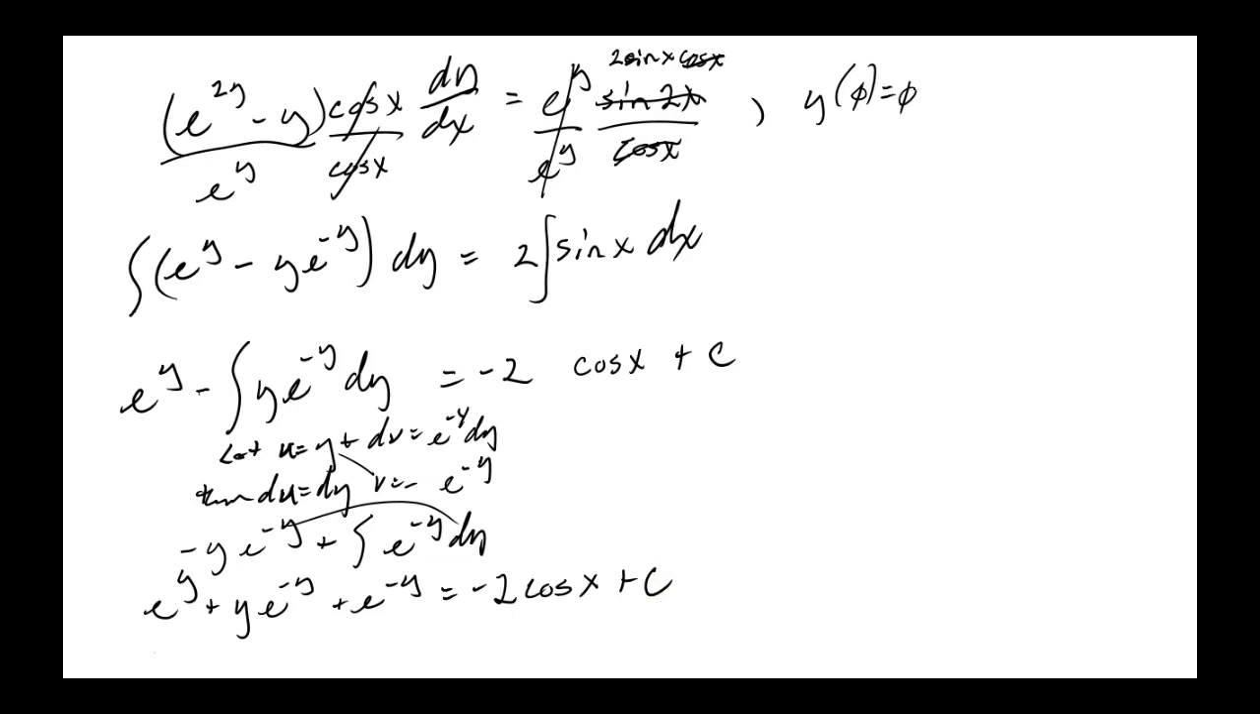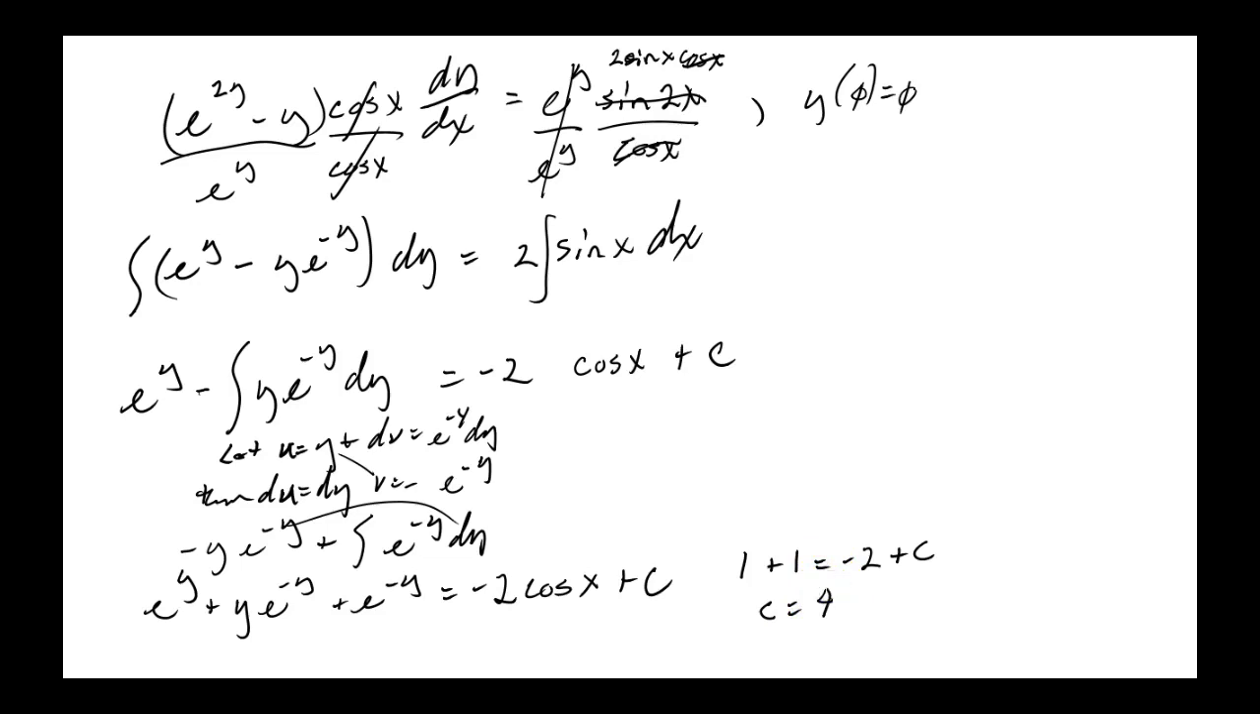Okay? Now we plug in our initial value, y of 0 equals 0. Okay? Well, e to the 0 is 1 plus 0 plus 1 is equal to minus 2, and cosine of 0 is 1, so it's just minus 2 plus c. So add 2 to both sides. I think you get c is equal to 4.